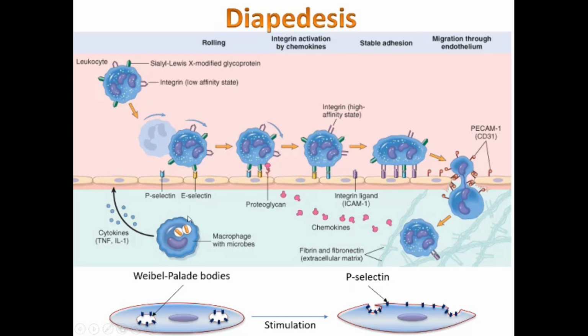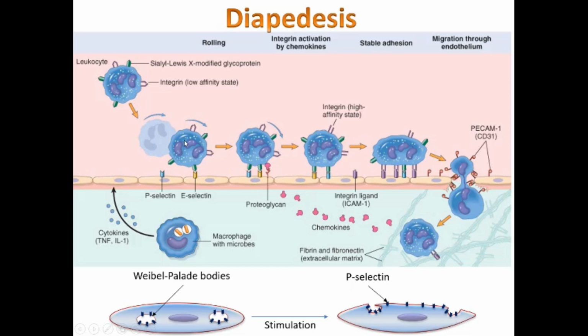The cells in the inflammation site, for example the macrophage in this area, produce some cytokines like tumor necrosis factor and interleukin-1. These cytokines affect the endothelial cells of blood vessels. They loosen the intercellular junctions in this area. In addition, they bring to the surface one type of receptor called P-selectin and E-selectin.